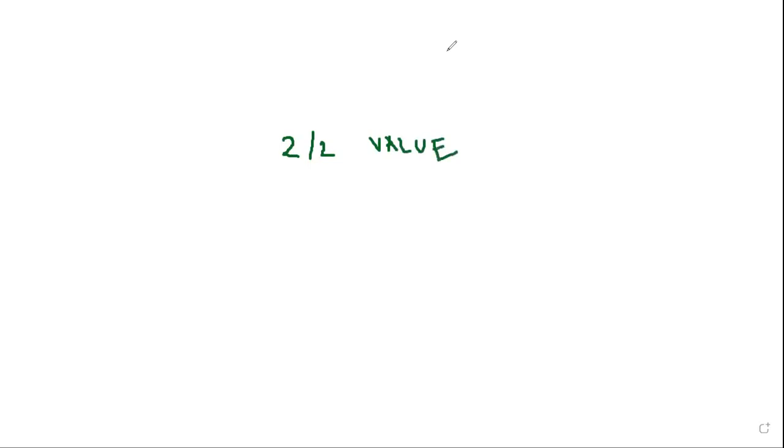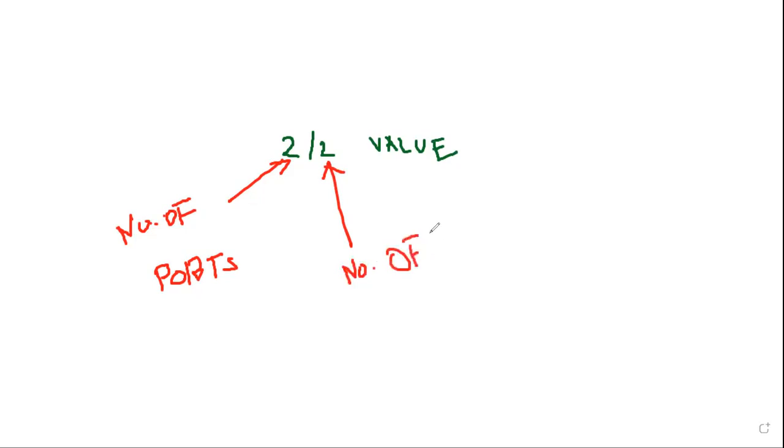In this, this 2 represents the number of ports involved, whereas this 2 indicates the number of positions.